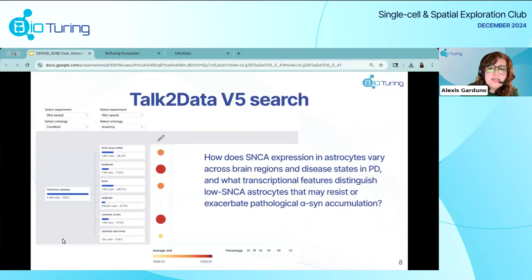Okay, so for the Talk to Data version 5, which I'm showing an example of here, the main research question that we'll try to answer again is SNCA expression in astrocytes and how it varies across different brain regions and disease states in Parkinson's disease, and whether we can distinguish very specific transcriptional features within low or high expression of this protein-encoding factor that our astrocytes are expressing within this environment. So that will be the focus again.